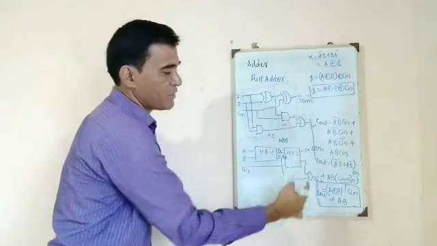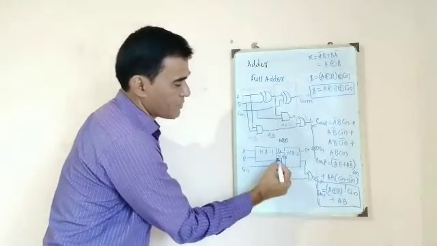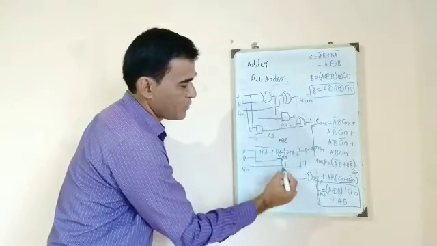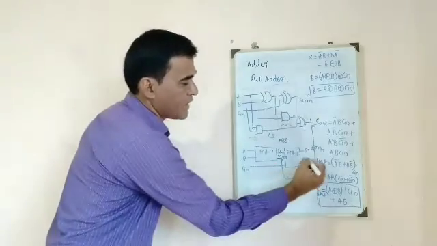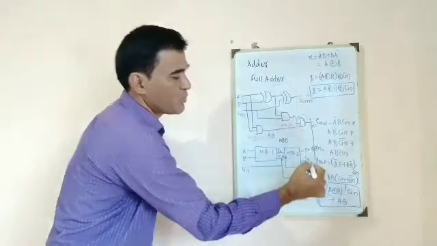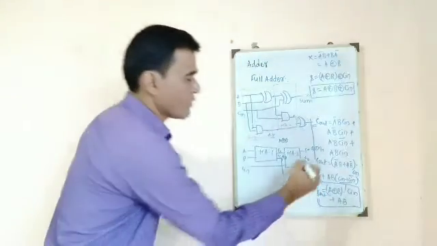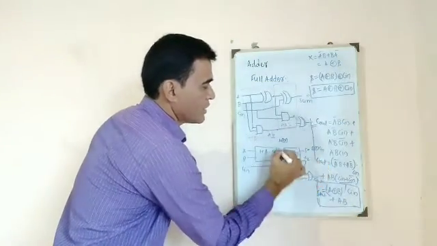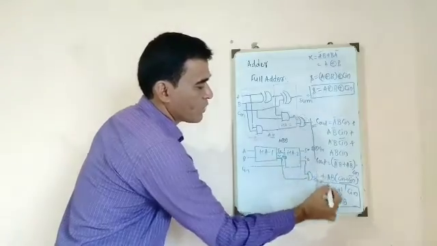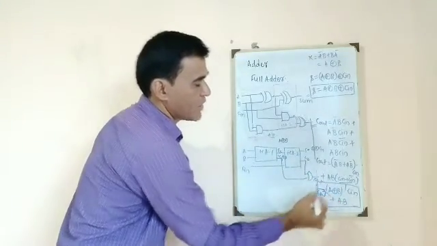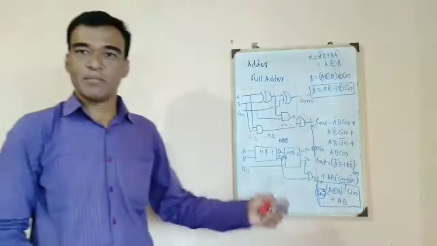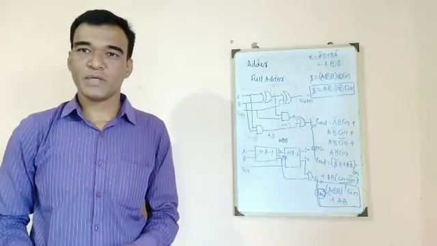Now C out, how to represent it? So this C1 is ANDed with C2, where C2 is nothing but, what is this C2? A dot B. So here we will get output which is equal to this C out. So this is nothing but the implementation of full adder by using 2 half adders.